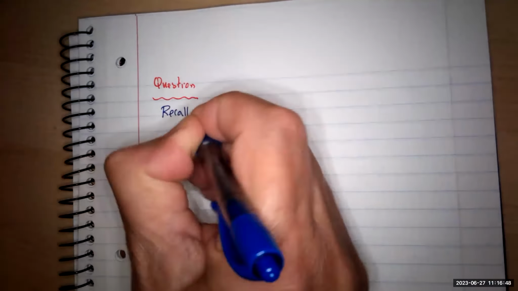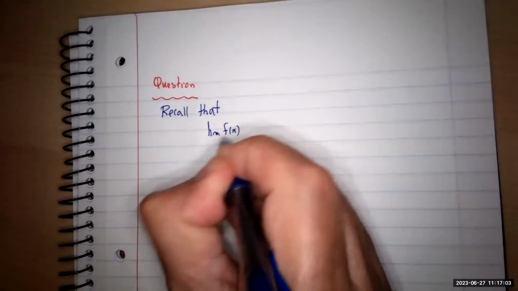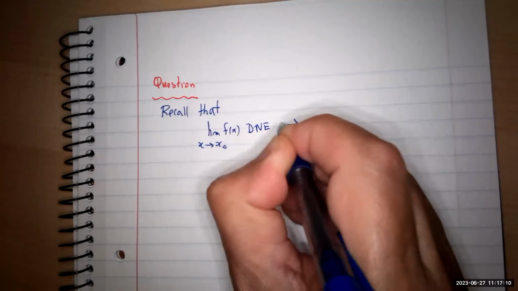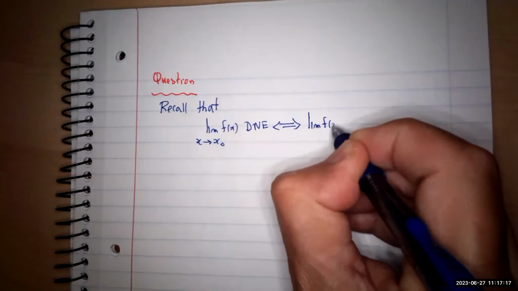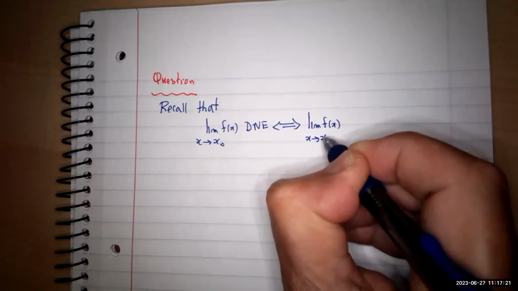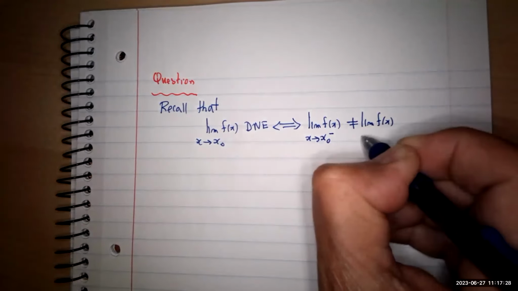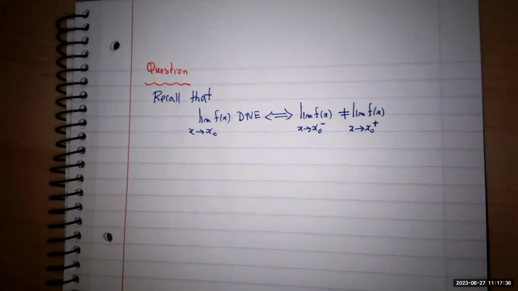especially for piecewise defined functions, recall that in calculus 1, because you're dealing with numbers, you're just doing the right and the left limits. You say that the limit of f of x as x goes to x0 does not exist if you get two different directions and the limits are different: the limit of f of x as x goes to x0 from the left is not equal to the limit of f of x as x goes to x0 from the right. This is the way you prove that a limit does not exist in calculus 1.